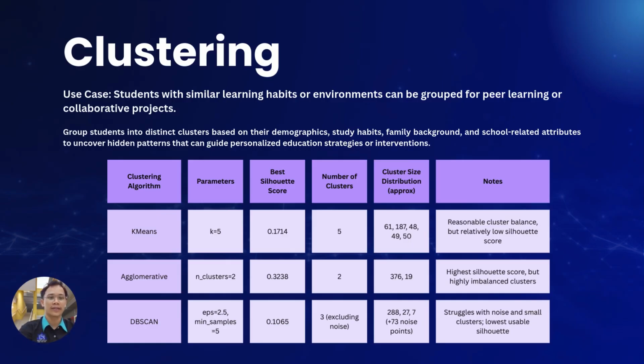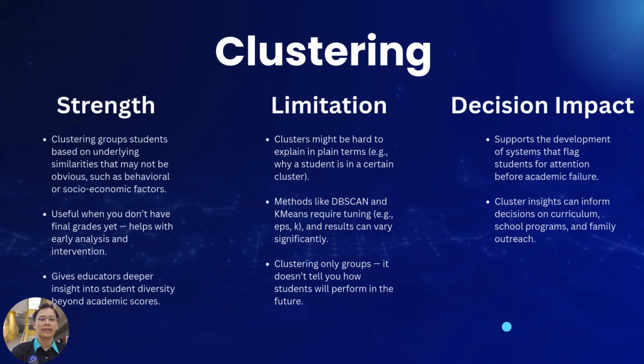Next, let's talk about clustering, which is an unsupervised learning method used to group students based on shared attributes. We apply three clustering algorithms: K-means, agglomerative, and DBSCAN. Agglomerative clustering performed the best in terms of Silhouette score, which is 0.3238, but created only two highly imbalanced clusters, 376 and 19 students. In terms of application, clustering helps group students with similar learning habits or socio background. For example, schools could use these clusters to form peer learning groups or target support programs.